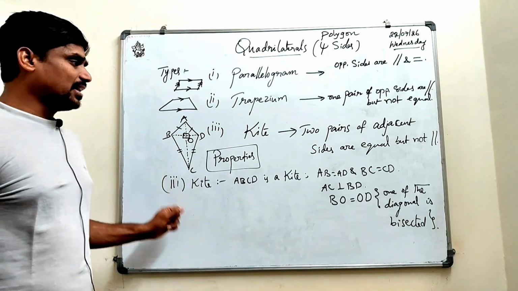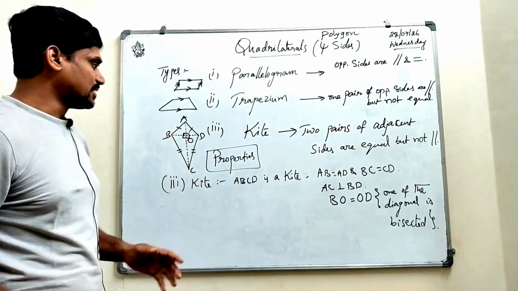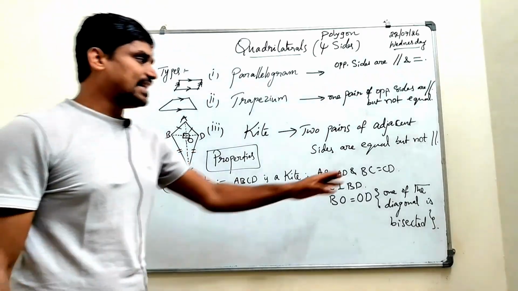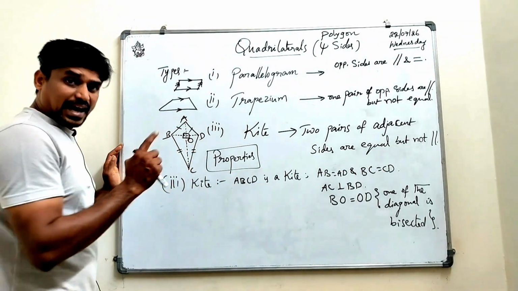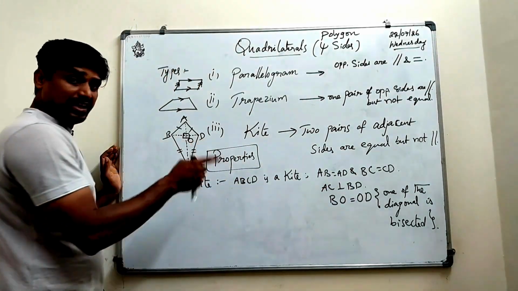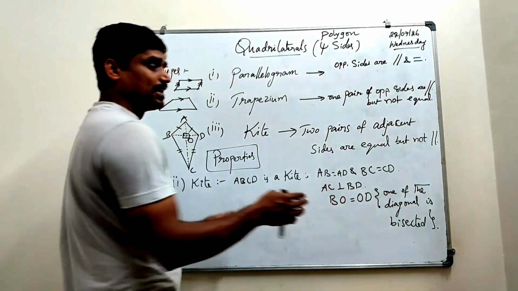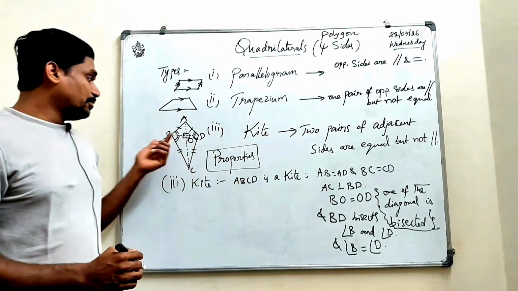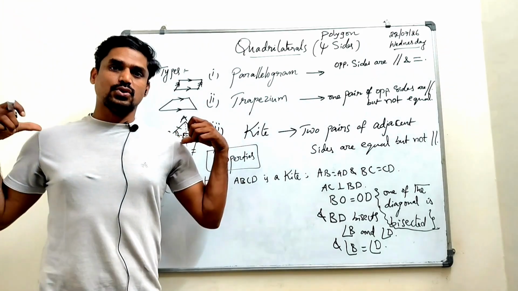ABCD is a kite, for example. AB is equal to AD, one pair of adjacent sides equal. And BC is equal to CD, the other pair of adjacent sides equal. AC and BD are diagonals here, and they are perpendicular to each other. AC is perpendicular to BD, and also BO is equal to OD. That is, one diagonal is bisected. Angle B is equal to angle D as well. These two angles are equal.